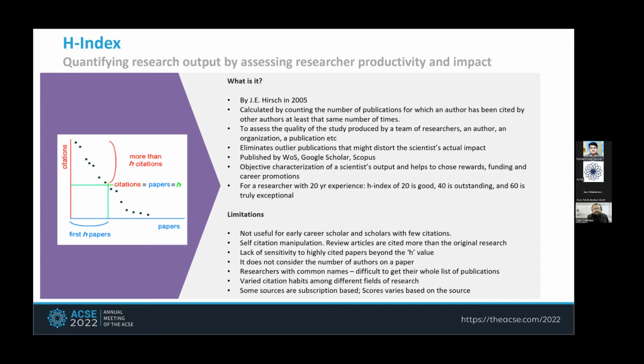It is not possible to have a head-to-head comparison between different researchers because of the varied citation habits among different fields of research, and they do not consider the number of authors in an author tagline. Sometimes it is also very difficult to get the whole list of publications of an author who has a very common name. For example, if I search with my name to understand my H index, I'll see multiple other people with the names Sam and Mathew coming into my list of papers. It's very difficult to differentiate and to recalculate the H index.